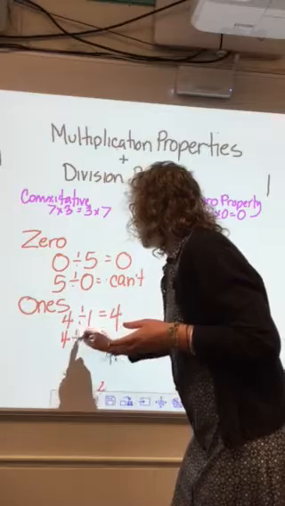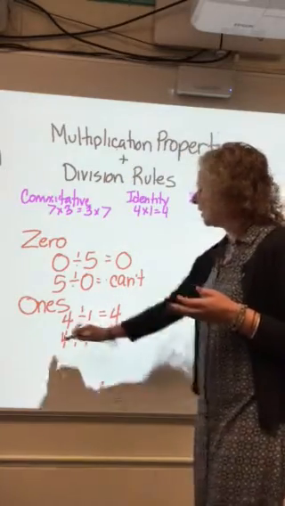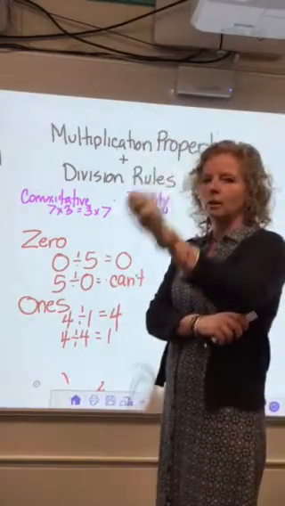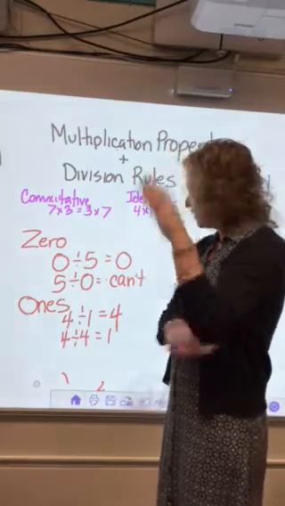When you divide a number by itself, you end up with 1. I have 4 things. I want to break these 4 things into a group of 4. I have one group of 4. There it is. It's right there.